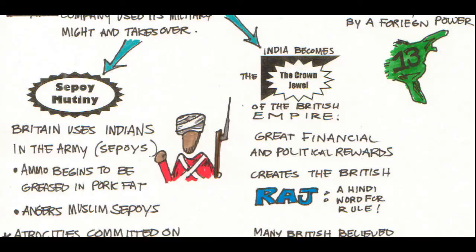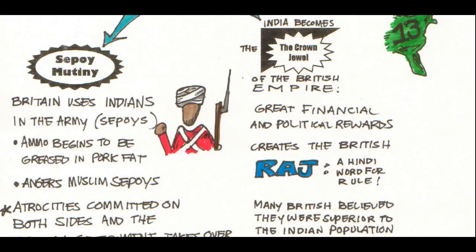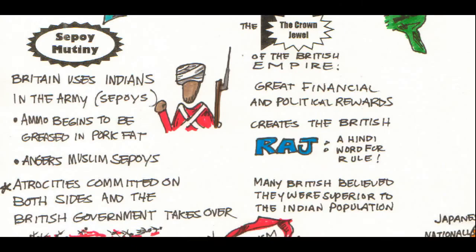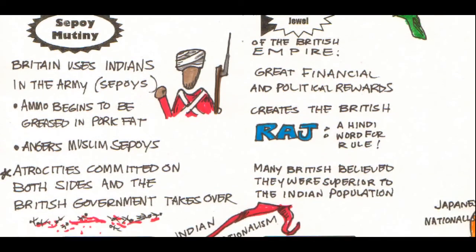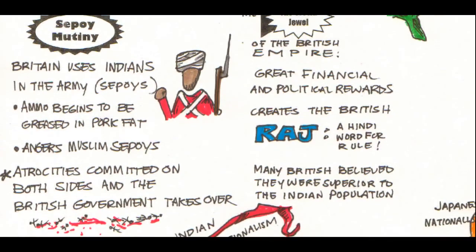Great financial and political rewards come from the British having control in India, and we have what is known as the British Raj, which is just a Hindi word for rule. Many of the British believed that they were superior to the Indian population and that they were doing the Indians a favor by having control over them.